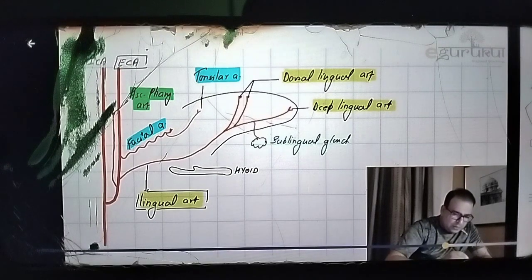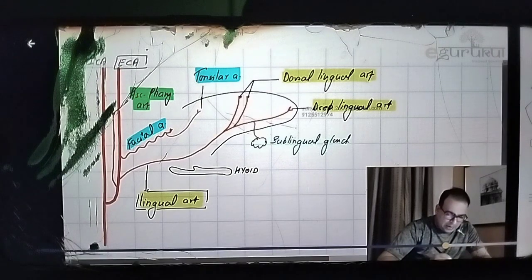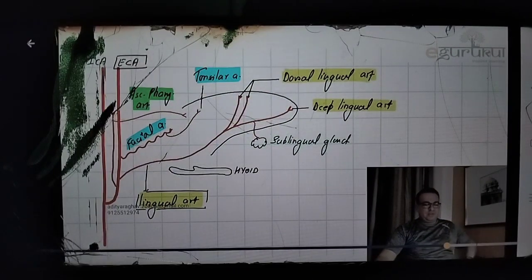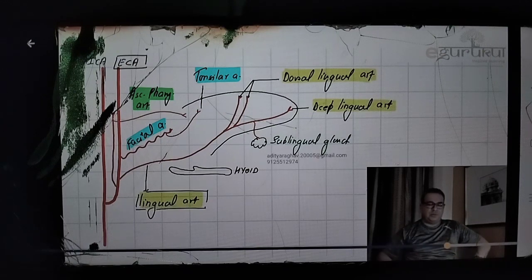So we have some lingual branches from the ascending pharyngeal artery. We have some direct branches in the ascending pharyngeal artery which are also supplying the posterior part of the tongue. No specific name for these branches. So we have these branches coming from the ascending pharyngeal artery supplying the posterior part of the tongue.